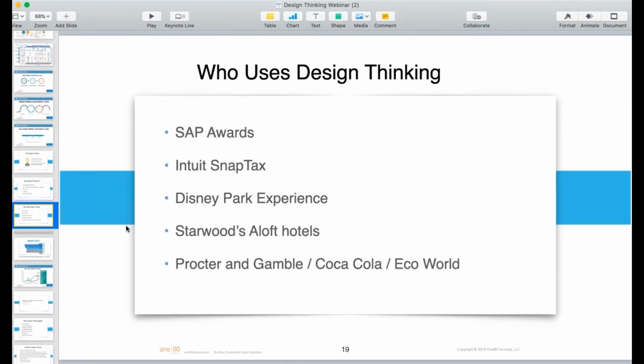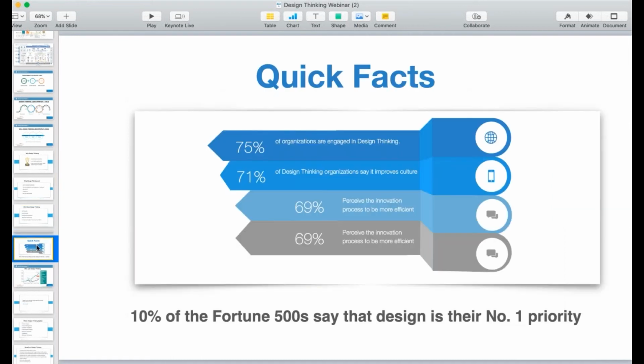So who uses design thinking? And the answer is almost every successful company in the United States uses design thinking in one way or another. It saves them millions of dollars every single year and allows them to get a quicker return on their investment. Speaking of return on investment, here are some quick facts that you can read through about organizations that use design thinking.